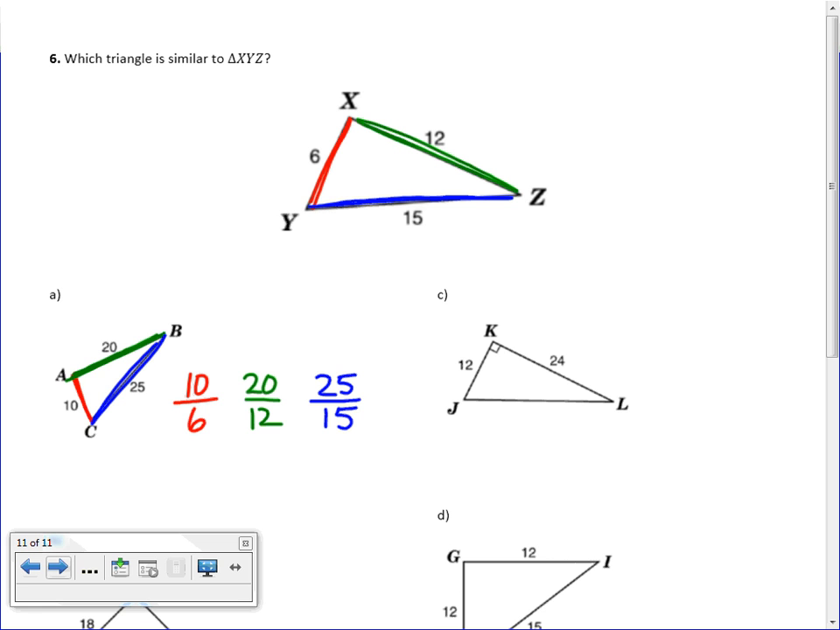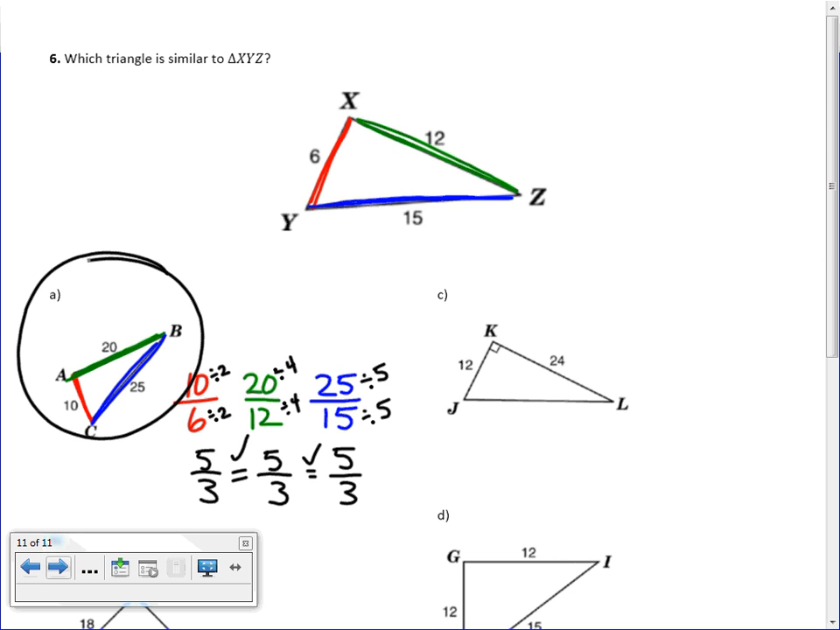So I can simplify top and bottom here by dividing by 2, so that's 5 over 3. So that's what it simplifies to. I can divide top and bottom by 4 here. So that would be 5 over 3. So far, so good. Woohoo! Divide top and bottom by 5 here. And I get 5 over 3. I love it. I circle it. This is the answer. I do a little dance. And I like what I see.